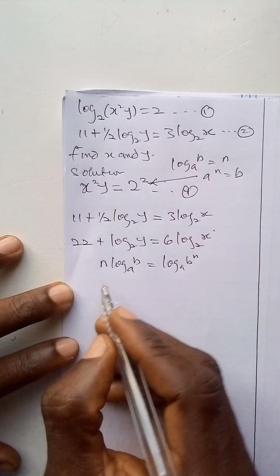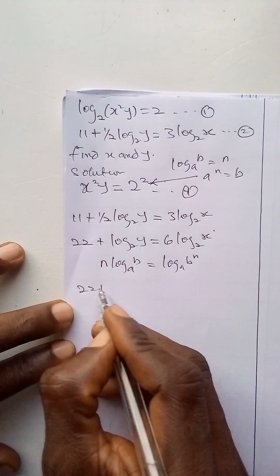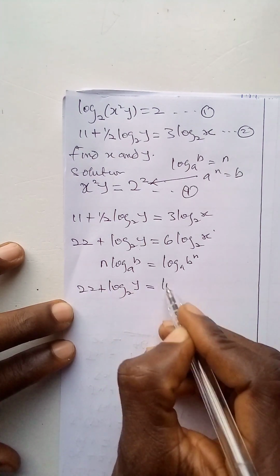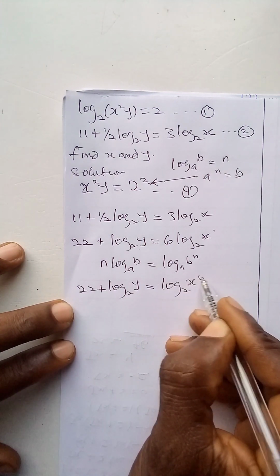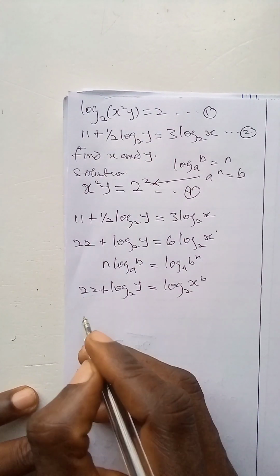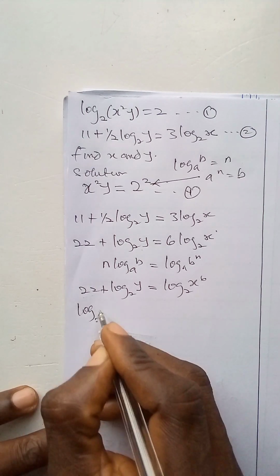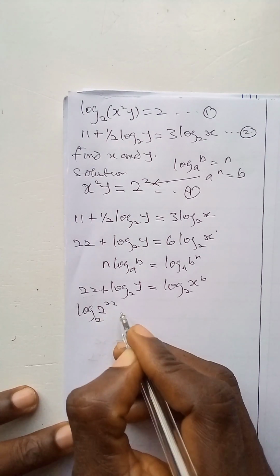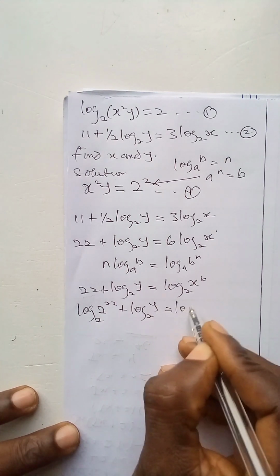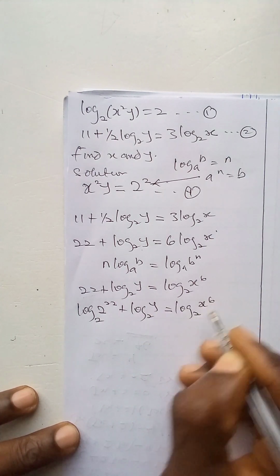So I will now apply it here. So 22 plus log to base 2 of y is equal to log to base 2 of x to power 6. Now, this 22 can also be written as log to base 2 of 2 to power 22, then plus log to base 2 of y is equal to log to base 2 of x to power 6.